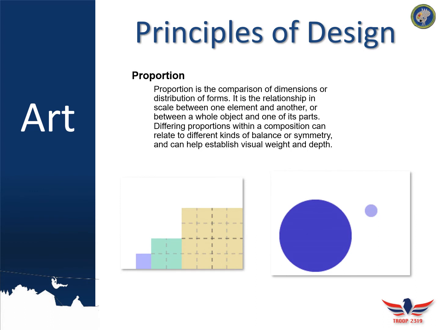Proportion. Proportion is the comparison of dimensions or distribution of forms. It is the relationship in scale between one element and another, or between a whole object and one of its parts. Different proportions within a composition can relate to different kinds of balance or symmetry, and can establish visual weight and depth.